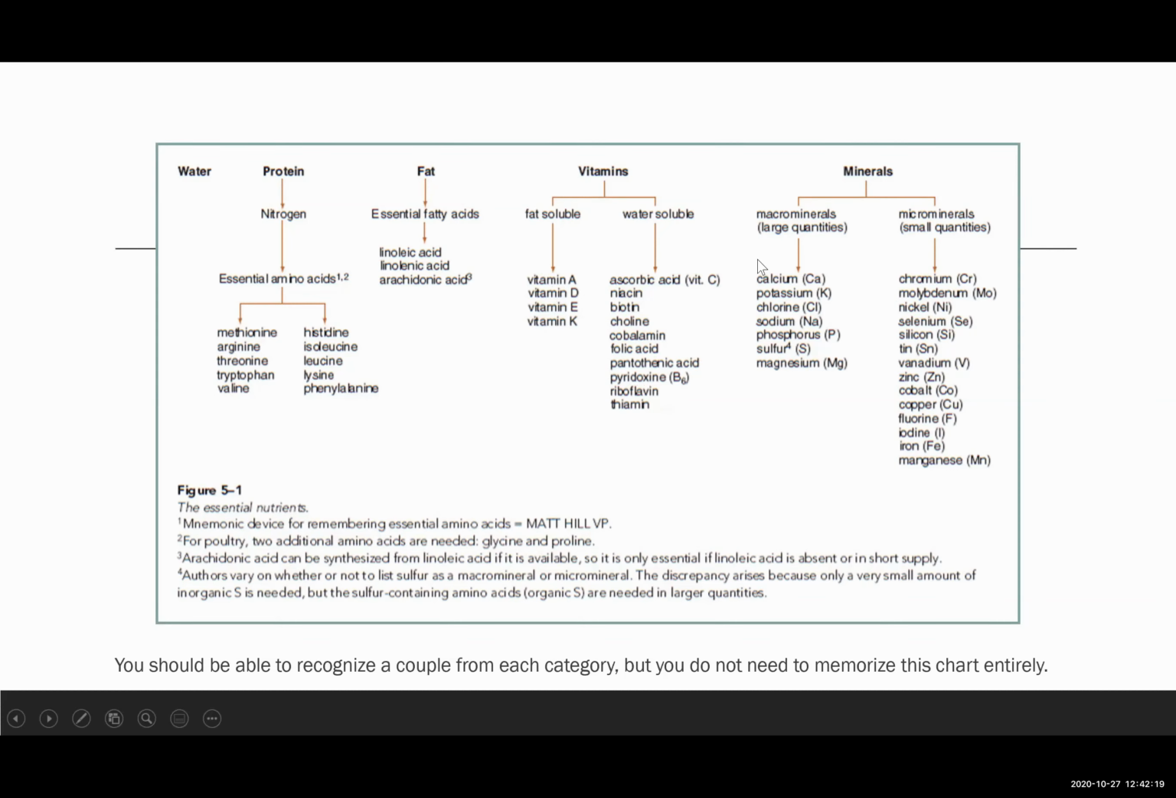And then we have minerals. They're either macro or micro. So macro means they are needed in larger quantities, which is relative. Here's a list. I'm not going to read them to you. And then we have micro minerals. So smaller quantities, but they are still essential for the diet.